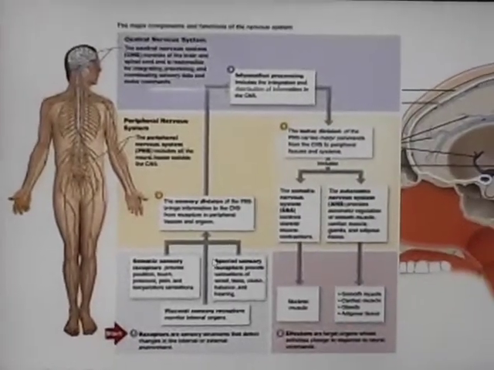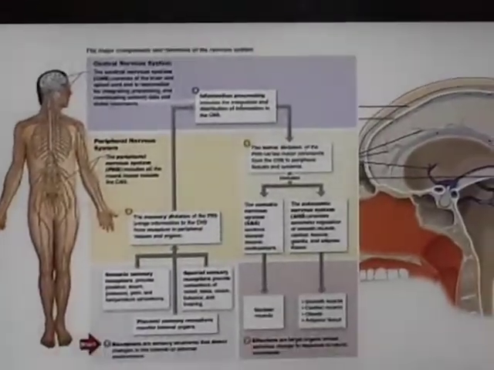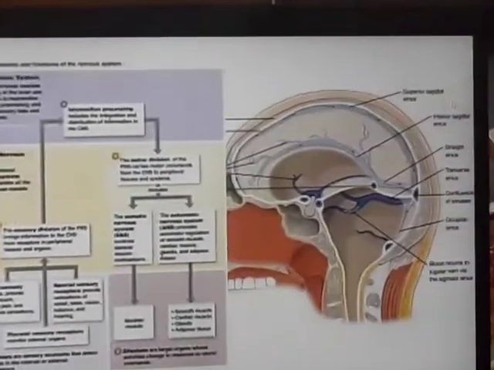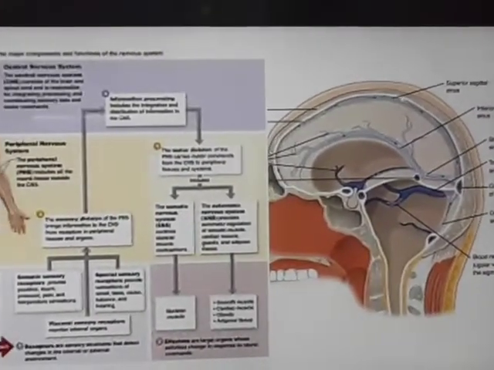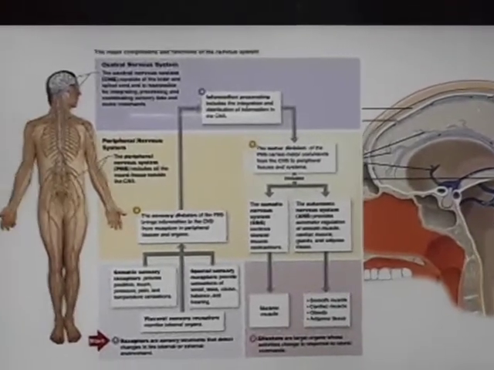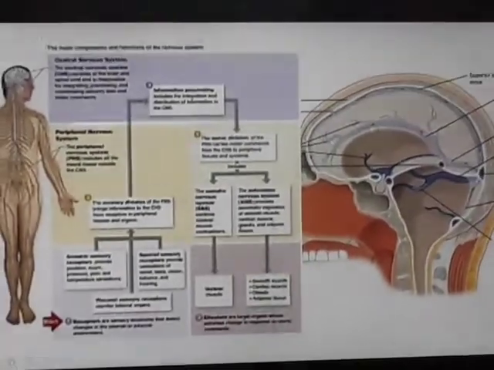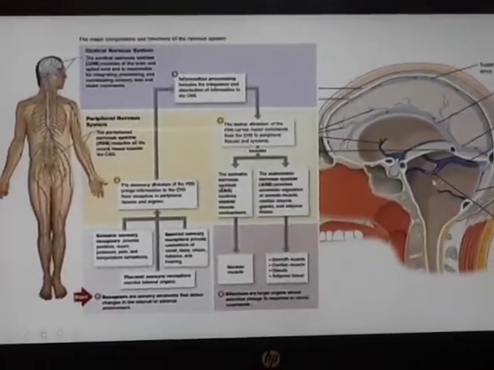Then this is the superior sagittal nerve, which resides here, and some nerves are innervating the brain here also.